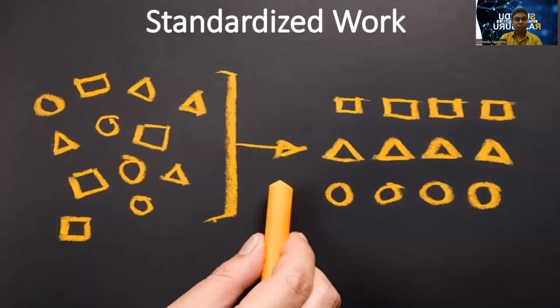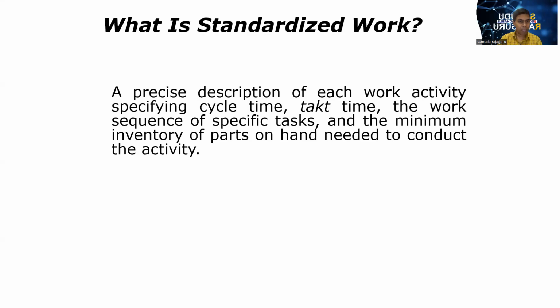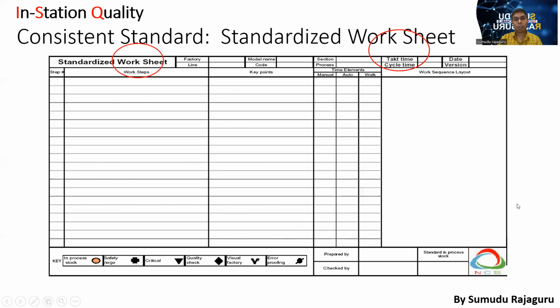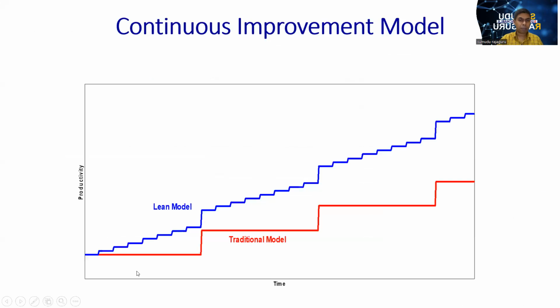Then standardized work. As I told, through standardized work, we can reduce the variations. This is some format of the standardized work. There are basic steps, key points, then we can put a reason for key points, takt time, cycle time, and safety related instructions. Then we can sign and take the agreement of each and every person to run this standardized work. So this is a simple format of the standard work.